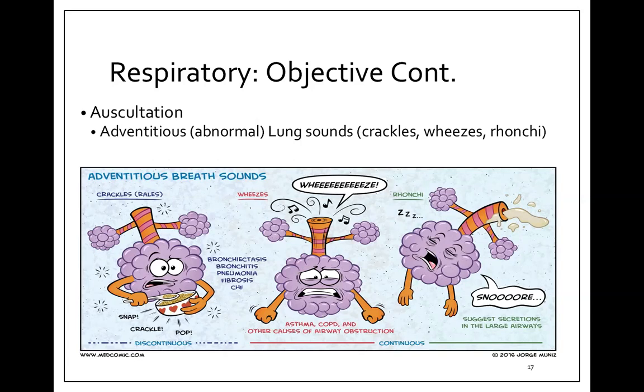And then we have what we call rhonchi, and these are sonorous sounds. These are really harsh, almost like a snoring sound. And these are heard generally in the larger airways, whereas crackles are in much smaller airways in the lower lobes. Rhonchi are heard in the larger airways, and it's lots of fluid buildup in the larger airways. And again, chronic bronchitis is oftentimes something where you'll hear rhonchi.